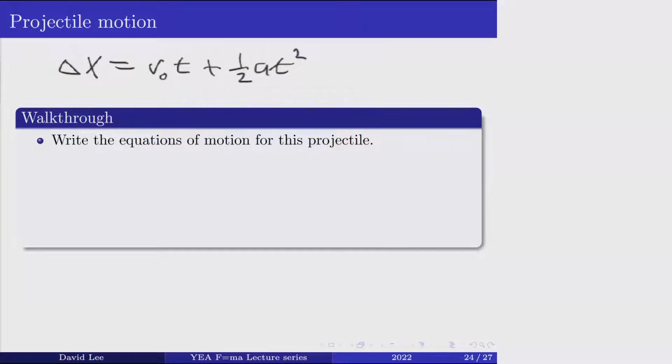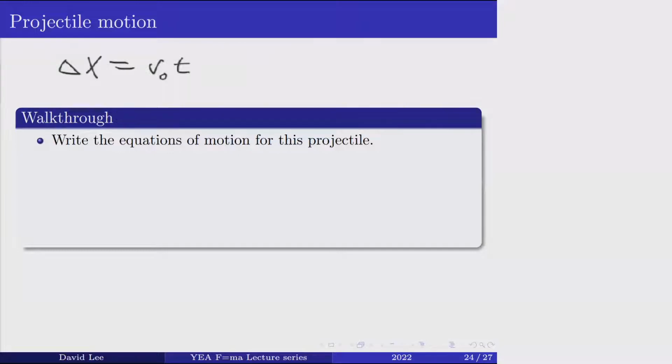All right, it's been a while, so I will just tell you this first step, which is to use this equation. If we think back, what was the acceleration in the x direction? Well, there was no acceleration in the x direction, so this is just zero.